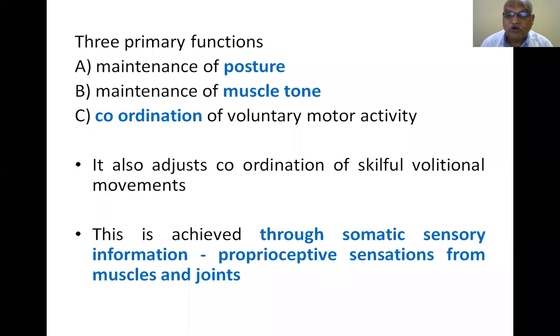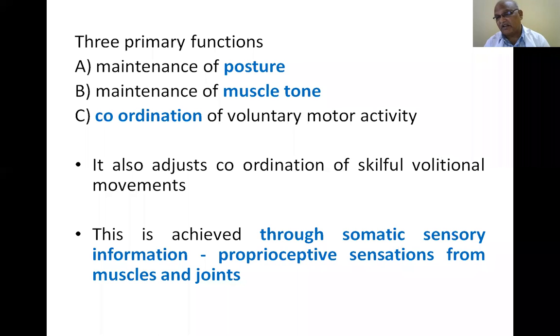This is achieved through somatic sensory information, proprioceptive sensations from muscles and joints. Proprioceptive sensations, touch, pain and temperature, whatever is happening in your muscles, goes to the cerebellum, and from the cerebellum it goes to the sensory cortex and other areas through the sensory tract. If the motor activity is not sufficient, again you will get information from the motor cortex, and orders from the motor cortex go to the cerebellum, and from the cerebellum to the spinal cord, etc. Through all of these connections only, the cerebellum maintains its activity.